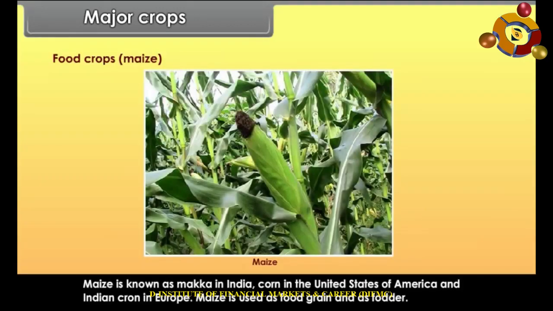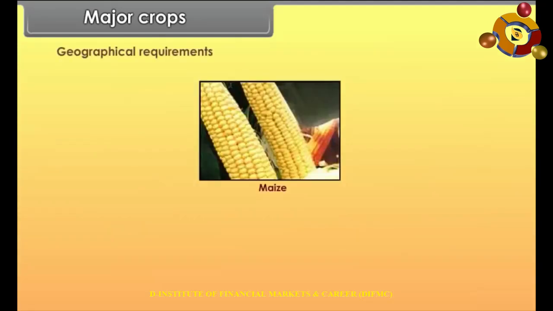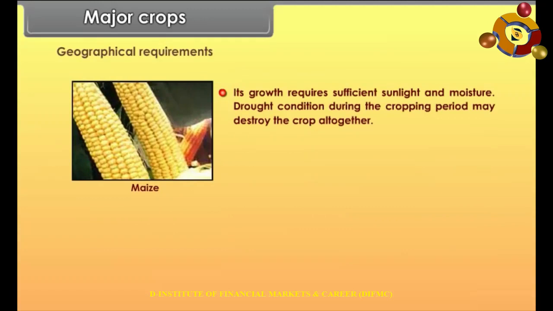Maize. Maize is known as Makka in India, corn in the United States of America and Indian corn in Europe. Maize is used as food grain and as fodder. Geographical requirements. Its growth requires sufficient sunlight and moisture. Drought condition during the cropping period may destroy the crop altogether. Stagnant water in the maize fields is harmful to plants.